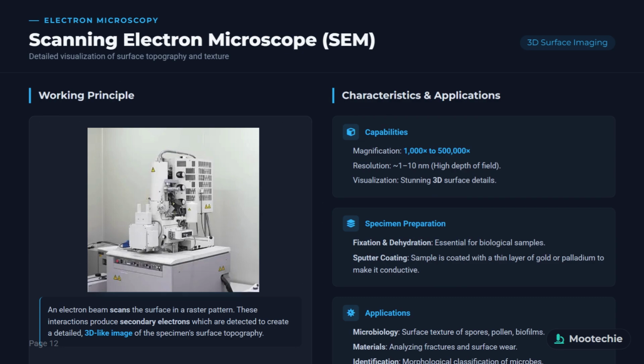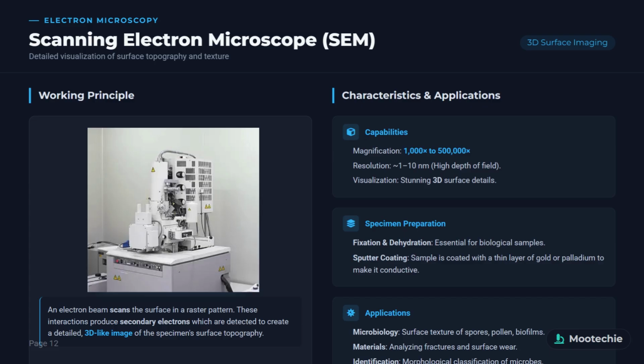This slide explains its function. The SEM scans a focused electron beam back and forth across a specimen's surface. Detectors pick up the secondary electrons kicked off the surface to create an image. This gives a spectacular 3D-like view of surface topography with great depth of field.